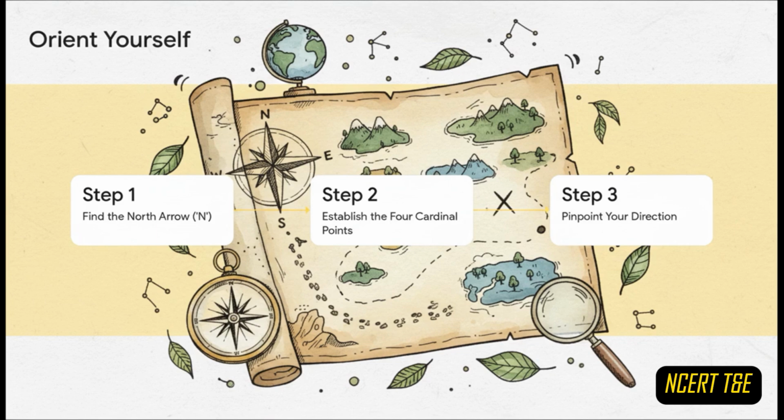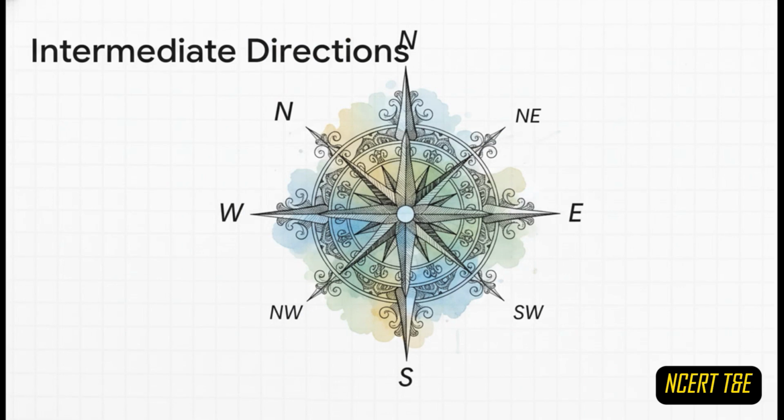Okay, so once you've found that N for north, the rest is easy. You automatically know that south is the complete opposite direction, east is gonna be to your right, and west is to your left. And boom, just like that, you've oriented not just the map, but yourself to the world around you.